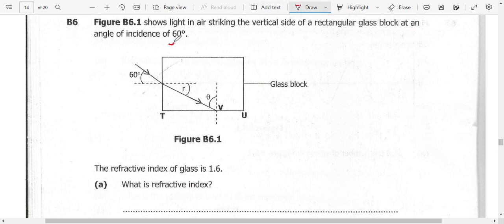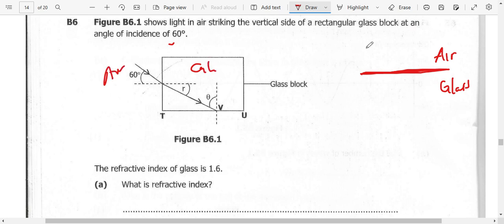Figure below shows light in air striking the vertical side of a rectangular glass block at an angle of incidence 60 degrees. If you have this as a block, it can be glass. Here you have got air, here you have got glass. We have got a straight line which we draw here, which makes 90 degrees to this boundary. This line is called the normal.